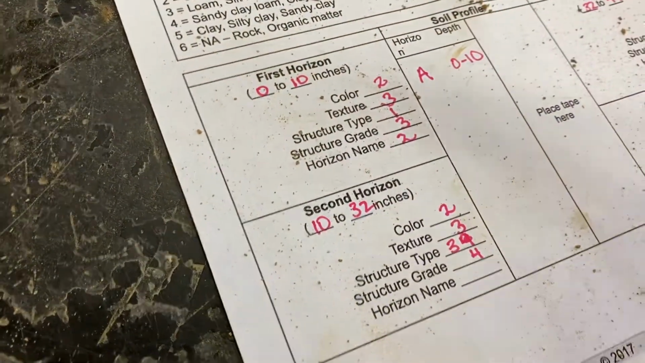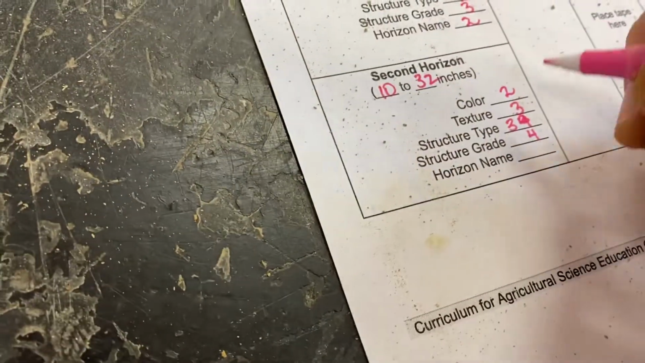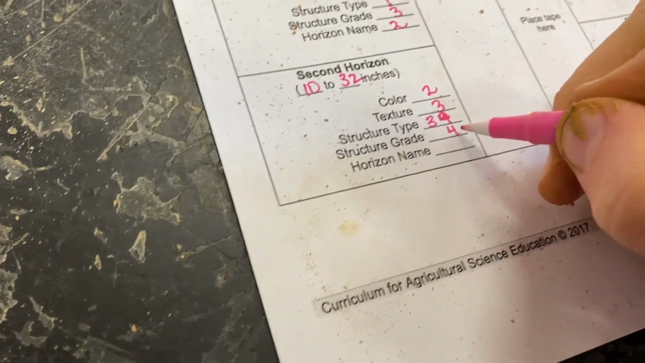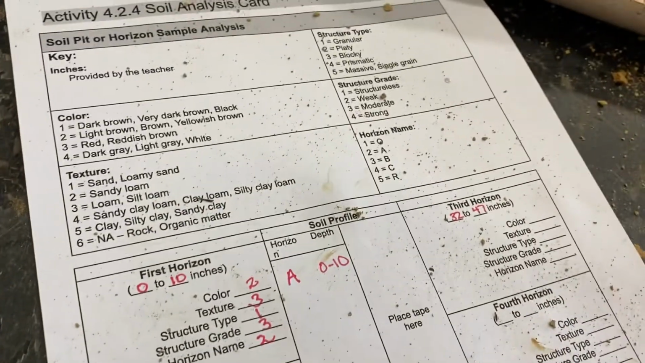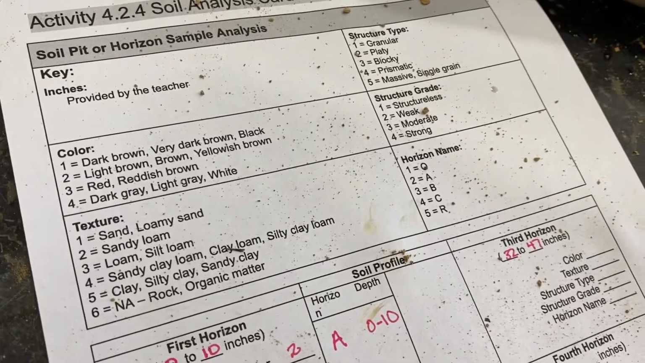All right, so our texture, we're going to stick with a number 3. So that's correct. Structure type was 3, blocky. Structure grade was 4, strong. And then we need our horizon name, and we are going to go with B, which was 3.